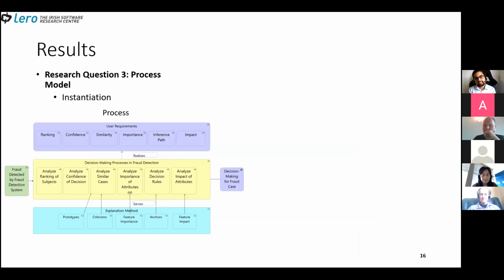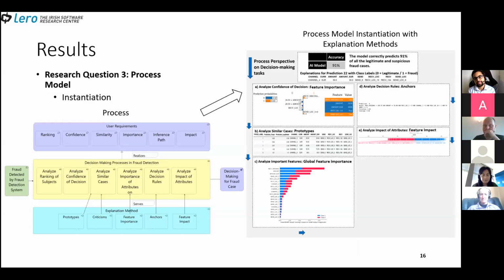And I did that by selecting some of their tasks for decision-making based on the identified scenarios from research question 1. As you can see, the process model actually guides the instantiation of explanation methods in a process perspective to fraud experts. The instantiations are depicted in the interface, which fraud experts can use to analyze suspicious cases and make decisions. And in this particular case, they would, for example, first check the ranking of suspicious cases and select the most critical according to the prediction probability of the AI model.